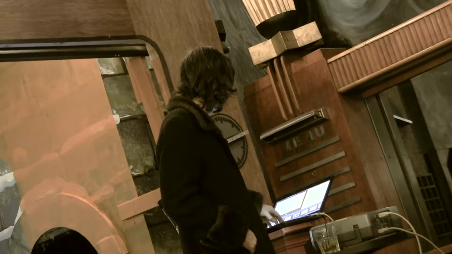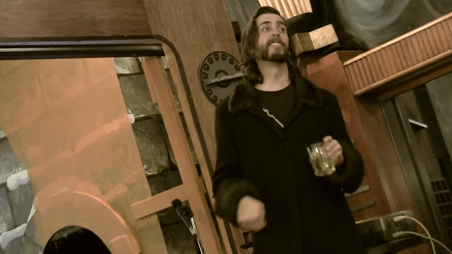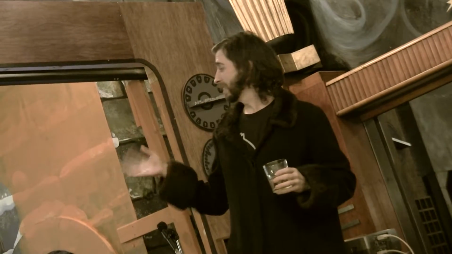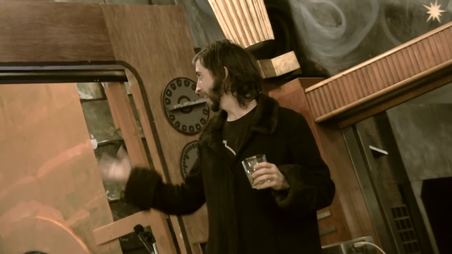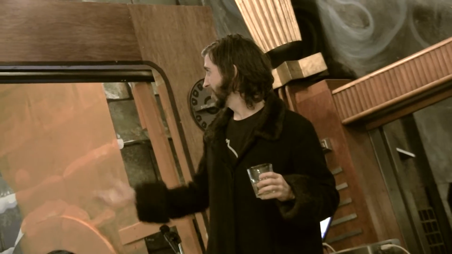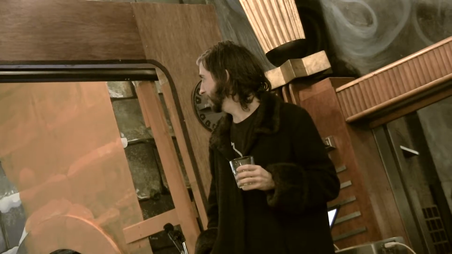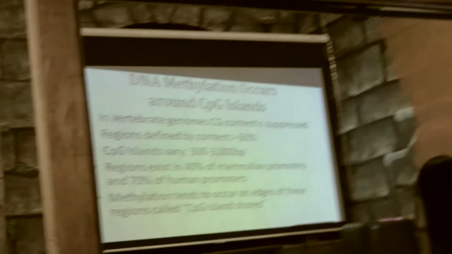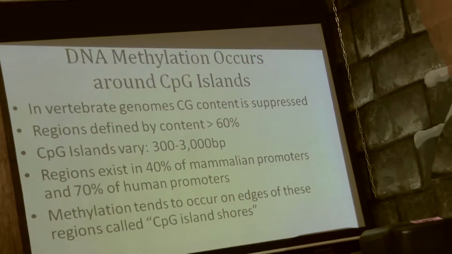But it happens around what's called CpG islands. It actually happens on CpG island shores. So vertebrate genomes, for some reason that no one really knows, have a depleted level of CG content. It's not like 25% of each nucleotide. The CG content actually is like, I think 40% in vertebrate species or something around that. The CpG regions are defined as greater than 60%. They tend to be about that long. They exist in those kind of regions of promoters.